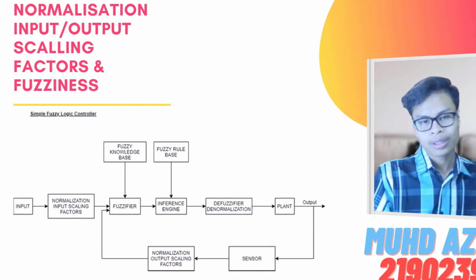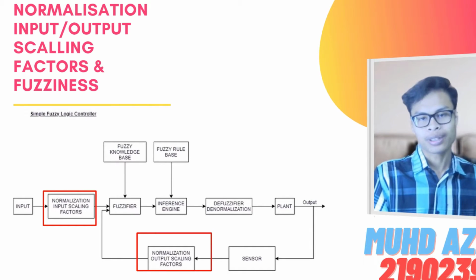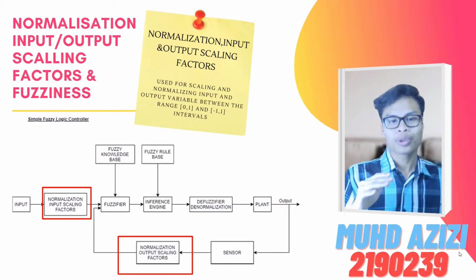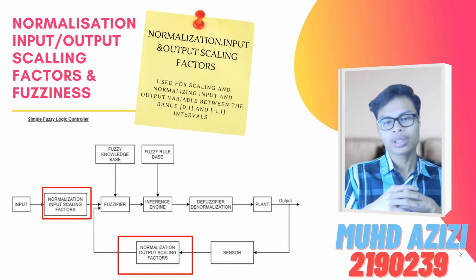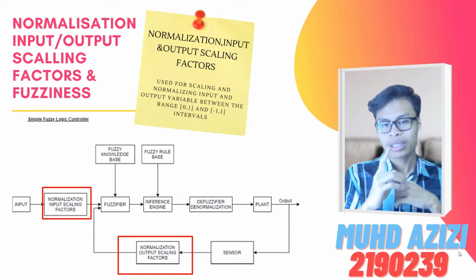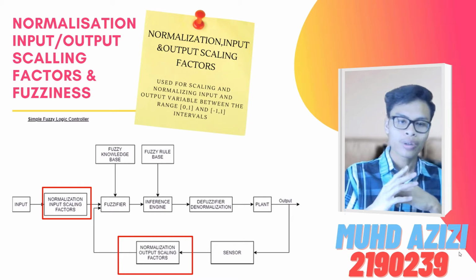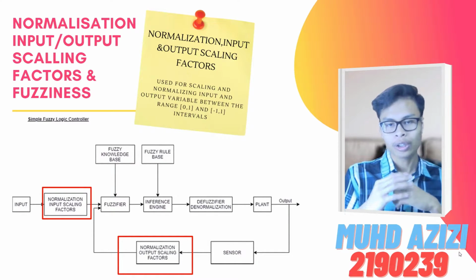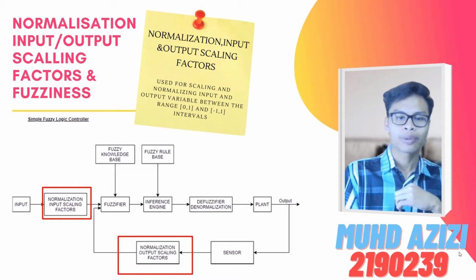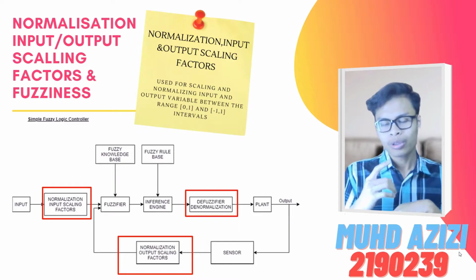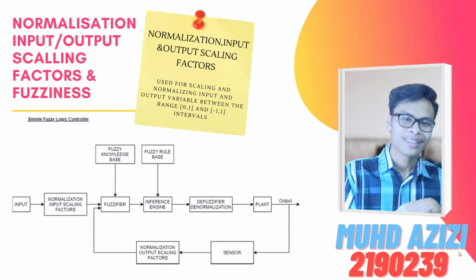So now we start with normalization, the input scaling factors. This is used for scaling and normalizing input and output variables between the range 0 to 1 and -1 to 1 intervals. Here, we are just standardizing and normalizing the input, so we can obtain and decide the response that we require. Once the process is complete, we denormalize it and take it as the output.